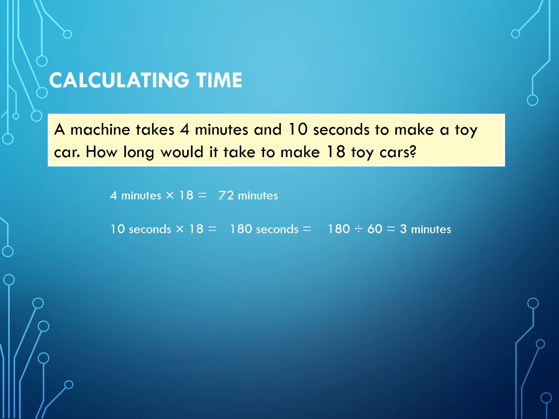So that's 3 minutes. And finally, the last step that we take is to add 72 minutes to the 3 minutes, which will give us 75 minutes. And that is the final answer. That's how long it would take to make 18 toy cars.